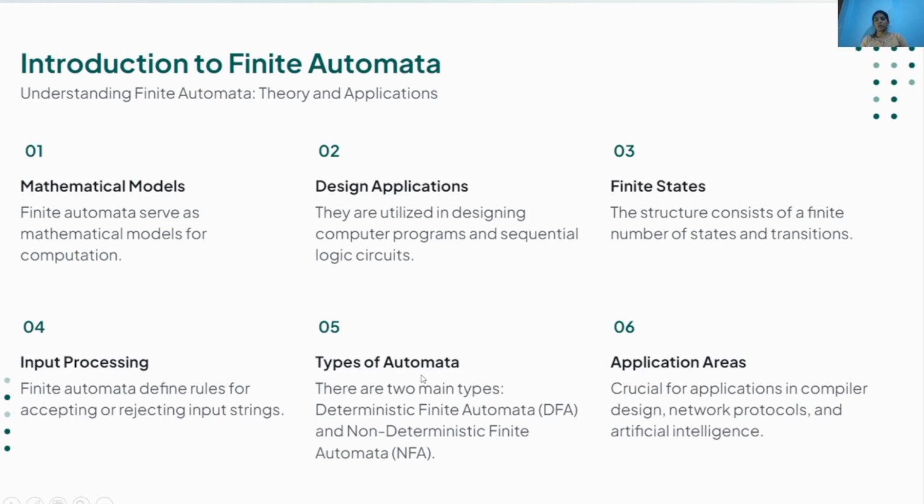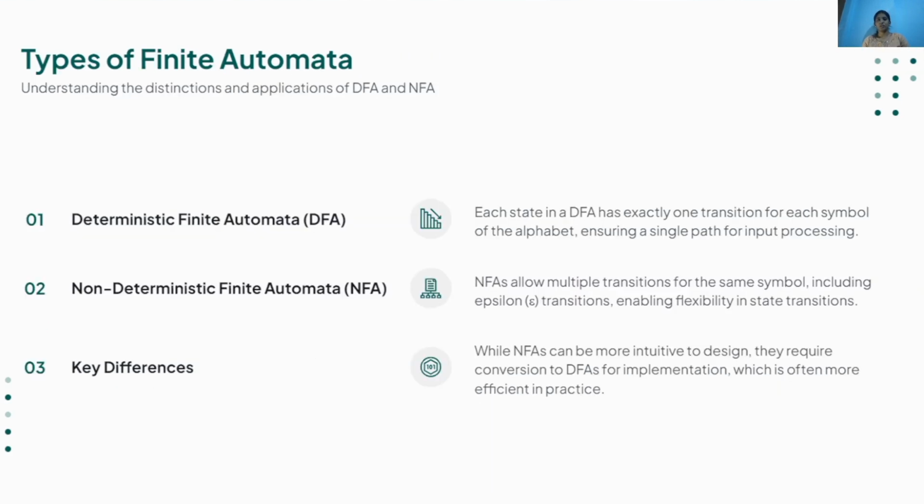Next we have types of automata. There are mainly two types of automata: deterministic finite automata, also known as DFA in short form, and non-deterministic finite automata, known as NFA in short form. Application area: they are crucial for applications in compiler design, network protocols and artificial intelligence. Next we have types of finite automata. As we studied in the last slide, there are two types of finite automata, DFA and NFA. We'll see the definitions of these two types of automata.